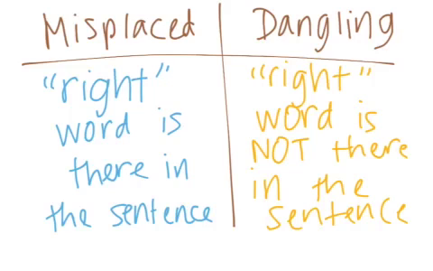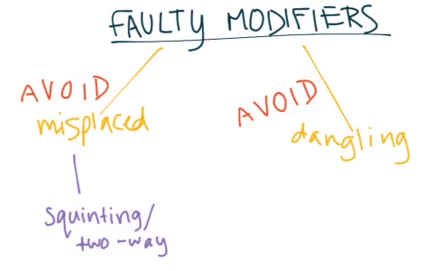All right, let's review our faulty modifiers. Misplaced modifiers are modifiers, which could be words, phrases, or clauses, that seem to modify the wrong word group in a sentence. They can be corrected by placing the modifier as close as possible to the word or words it is intended to modify. A type of misplaced modifier is a squinting or two-way modifier, which is a modifier that is misplaced in such a way that it seems to modify either of two words.